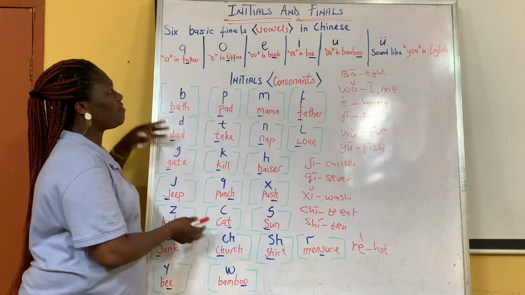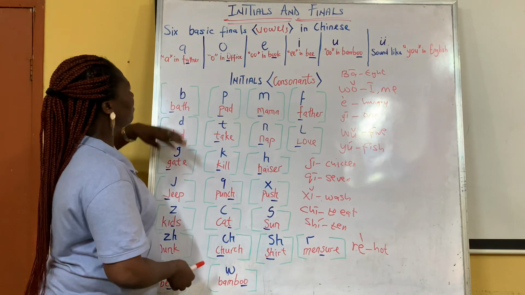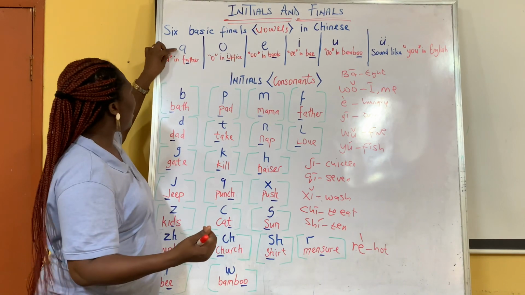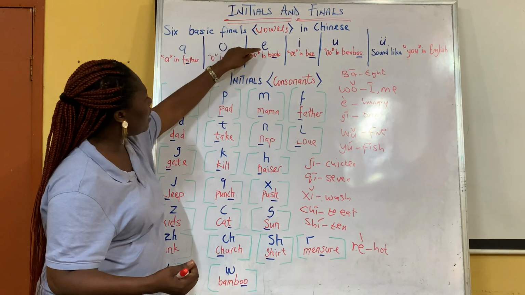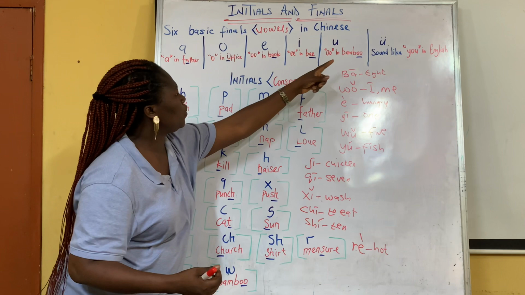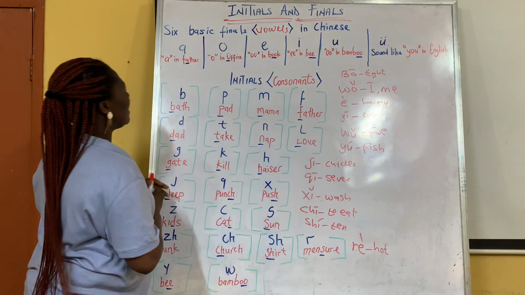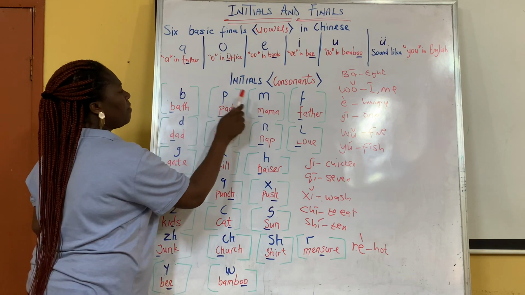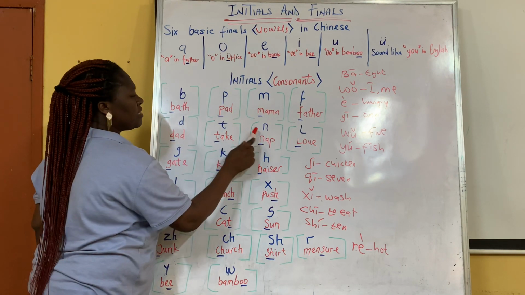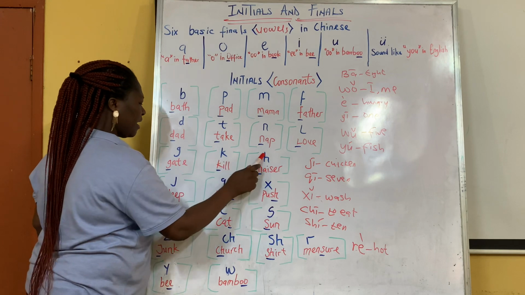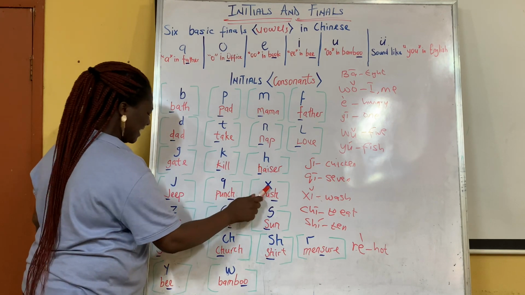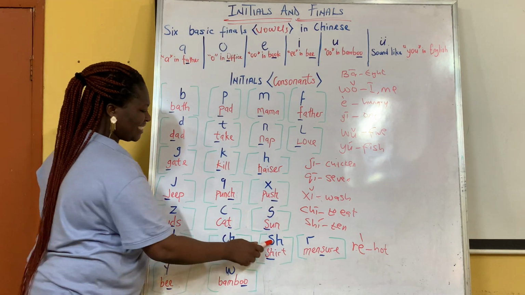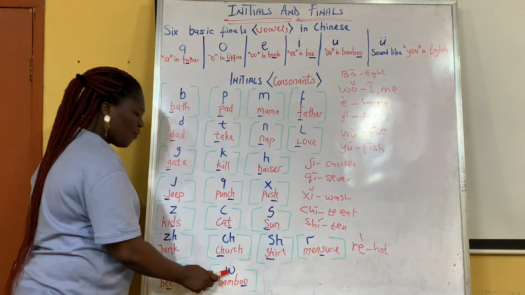Okay, so let's do a summary of initials and finals. The finals are the 6 basic finals. Let's do it together. A, O, E, I, U, Ü. Very good. Then the initials, which are the same thing as consonants: B, P, M, F, D, T, N, L, G, K, H, J, Q, X, Zh, Ch, Sh, R, Z, C, S, Y, W.